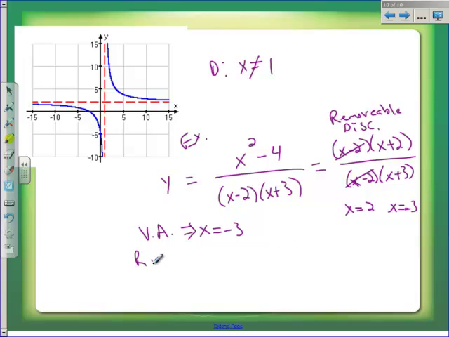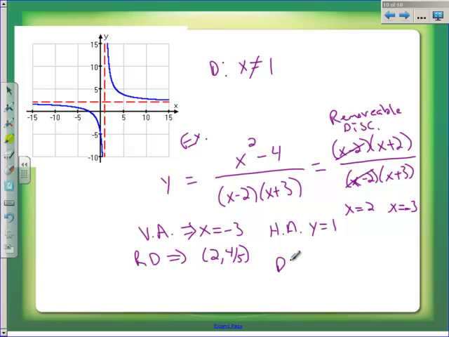So I know there's a RD, or a removable discontinuity, when x equals 2, and the way you get the y value is you plug 2 into the remaining function. The remaining function is x plus 2 over x plus 3, so that's 4 over 5. So that is a hole. Horizontal asymptote here would be, I'd have an x squared over an x squared, because if you multiply x minus 2 times x plus 3, you're going to get x squared plus x minus 6, so I'd have an even one, and that would be at y equals 1.